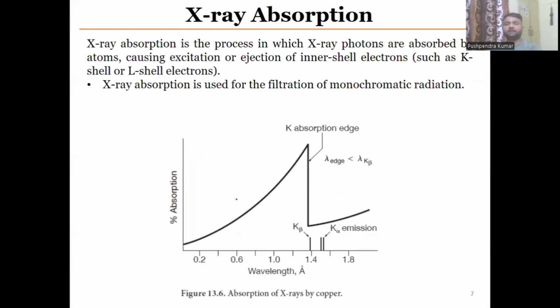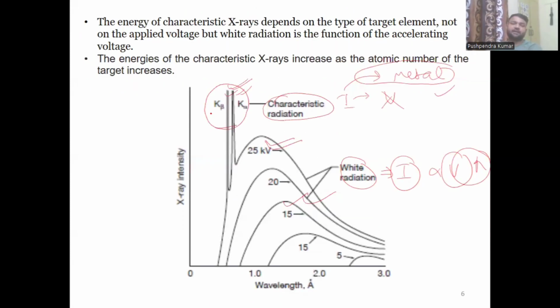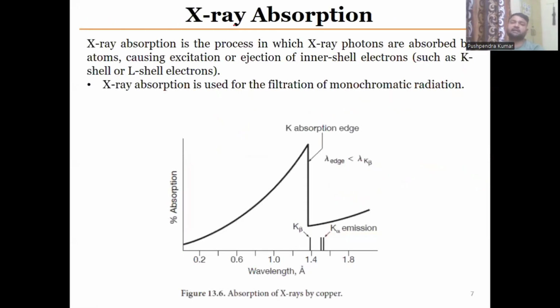Since here two different types of radiations are formed, K alpha and K beta, if we have to use a particular type of radiation, we are required to separate, to filter these radiations from each other. So we use this phenomenon, which is known as X-ray absorption. X-ray absorption is used for the filtration of monochromatic radiation from the different types of radiations.